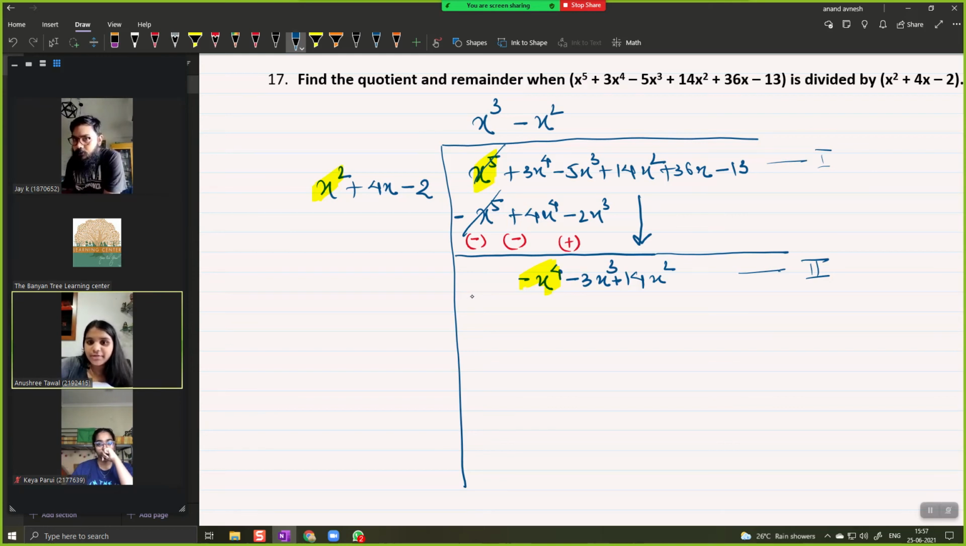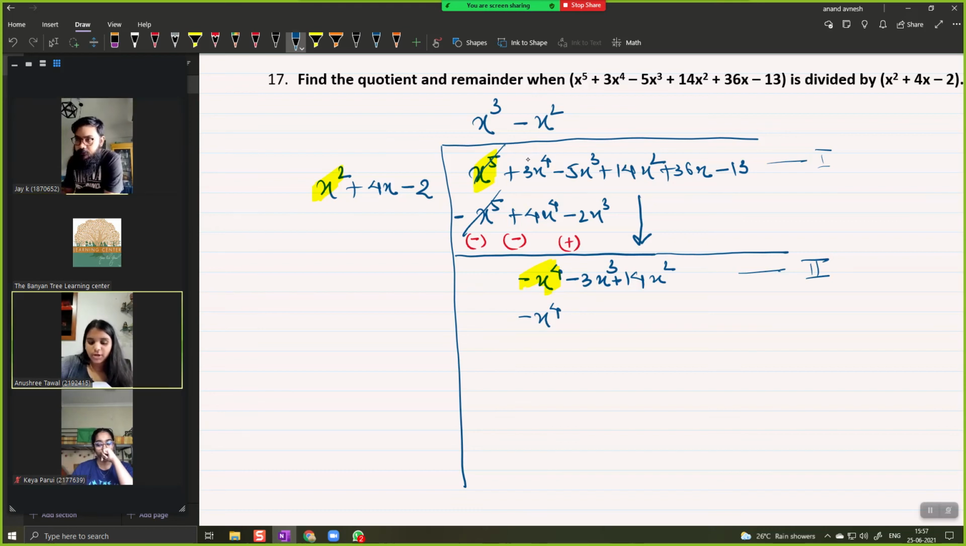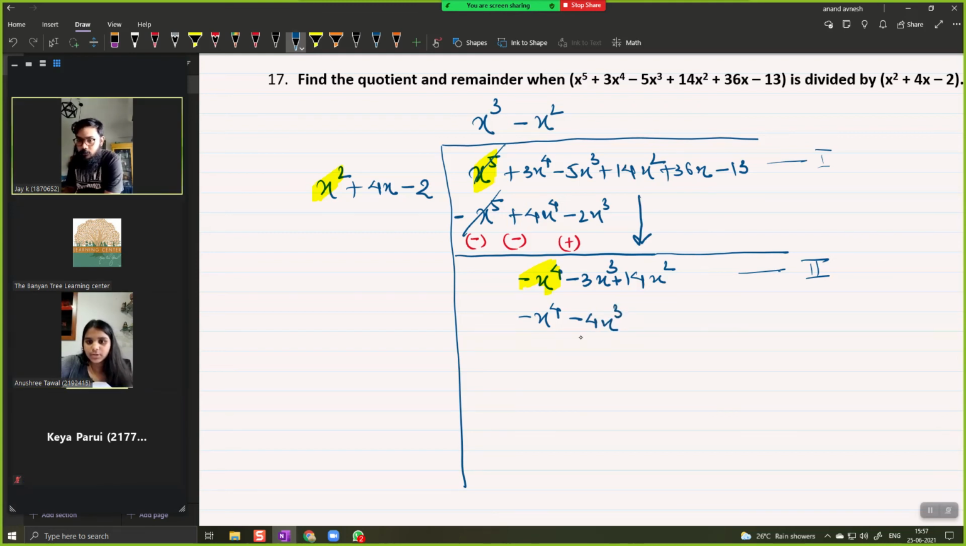So here we'll divide minus x square into x square. That is how much? Minus x raised to 4. Minus x square into plus x square is minus x raised to 4. Then minus x square into plus 4x is how much? Minus 4x cube. Yeah.